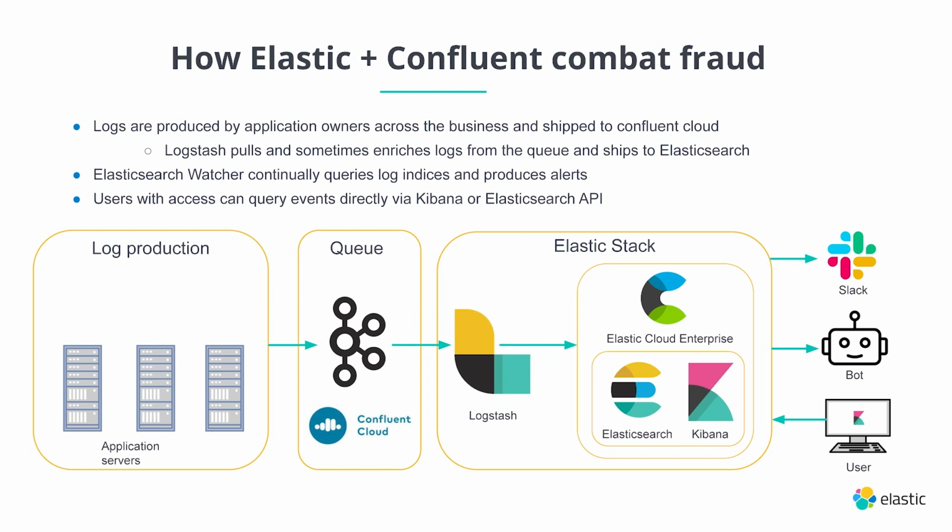Elasticsearch also has watchers. As logs are stored and indexed within Elasticsearch, the watcher feature continuously queries log indices to identify potential issues, patterns, or anomalies. If any of these are identified, the watcher generates alerts to notify relevant stakeholders, ensuring that fraud can be stopped promptly.